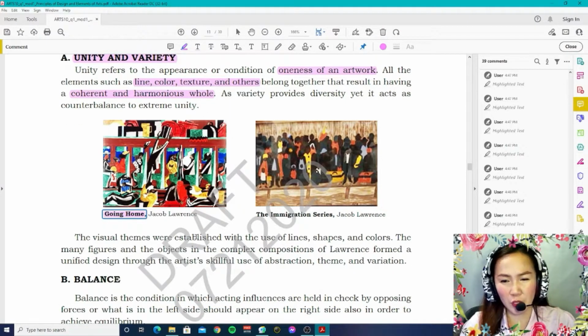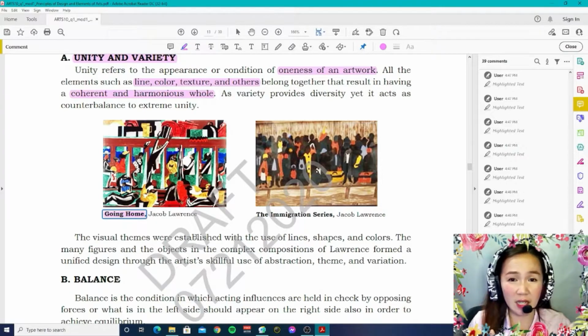Some of the modules, probably ito'y black and white or grayscale. Kaya, sabi ko, gagawa ako ng videos para at least matulungan ko naman somehow yung mga nasa modular distance learning modality para may makita silang actual color nung mga paintings na nasa module ninyo. Okay. Now, Going Home by Jacob Lawrence.